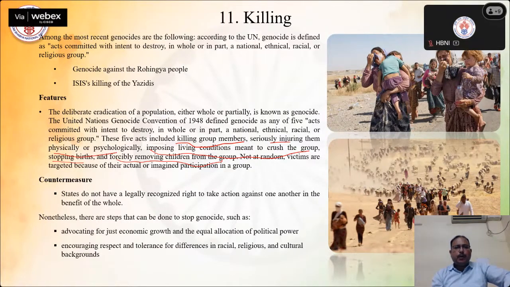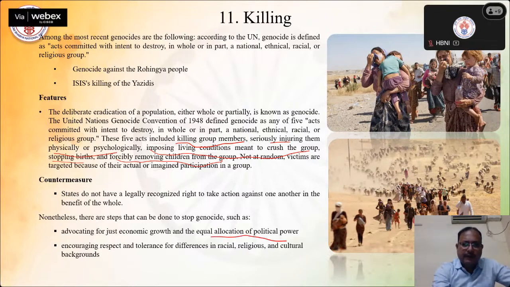Not at random, victims are targeted because of their actual or imagined participation in a group. These people thought, whoever has the power, they can think this way. Countermeasures. States do not have a legally recognized right to take action against one another for the benefit of the whole. Nonetheless, there are steps that can be taken to stop genocide, such as advocating for just economic growth and the equal allocation of political power.